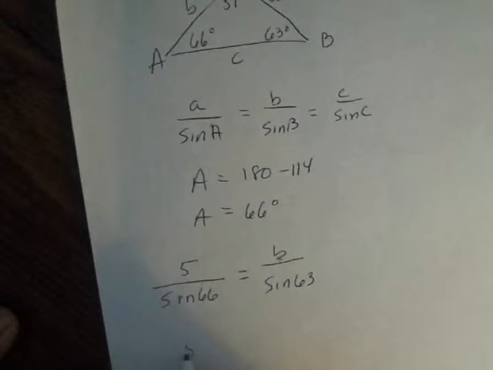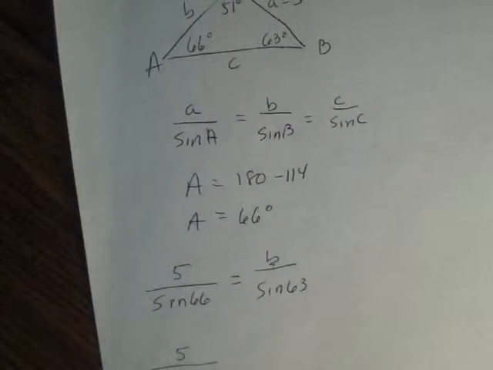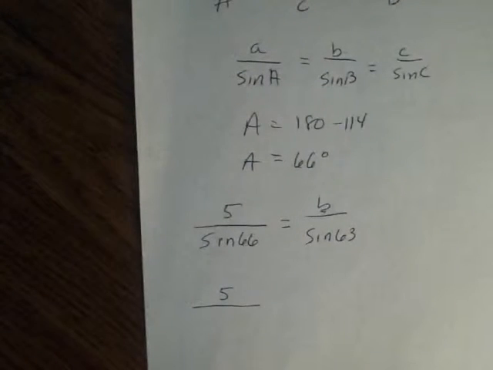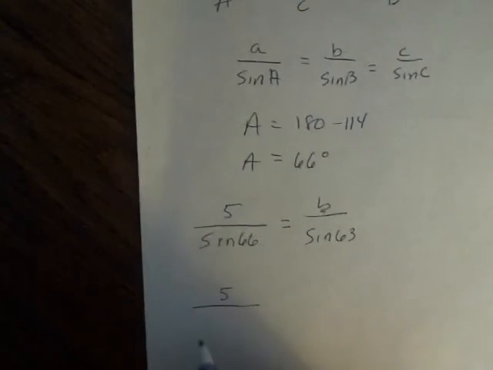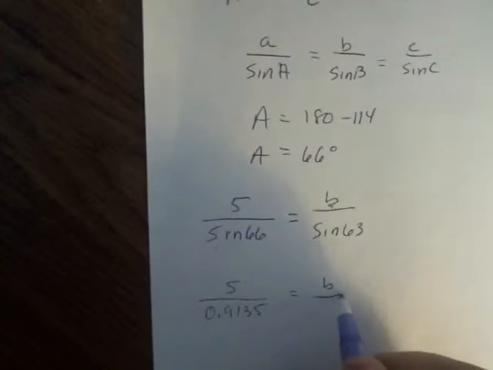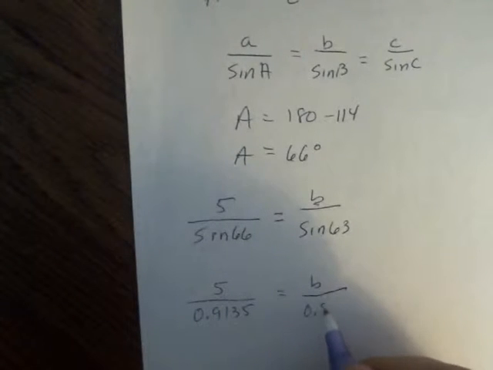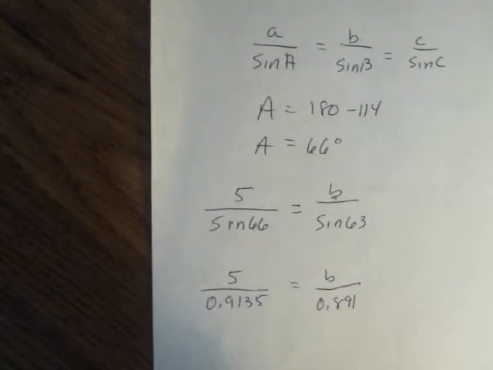But in order to get your answers more correct on your homework, if you're going to find the decimal of the sine of 66, then you better round it to 4 decimal places. So I get for the sine of 66, 0.9135, and then I'll find the sine of 63, which is 0.891, and there are zeros after that, so I'm not going to worry about that.